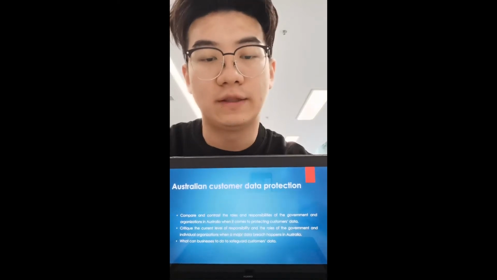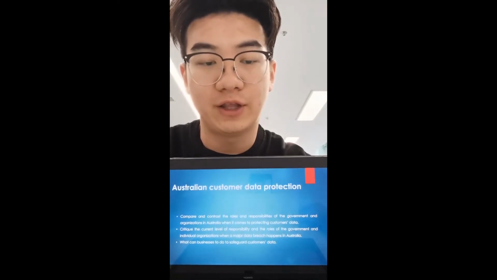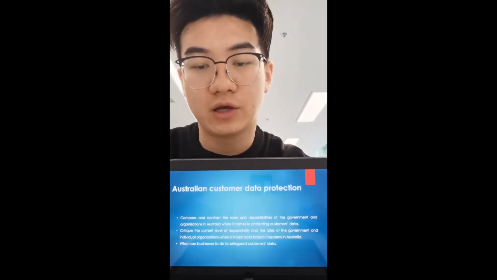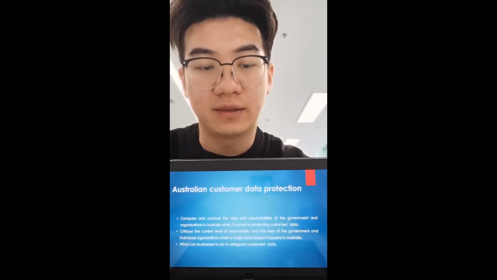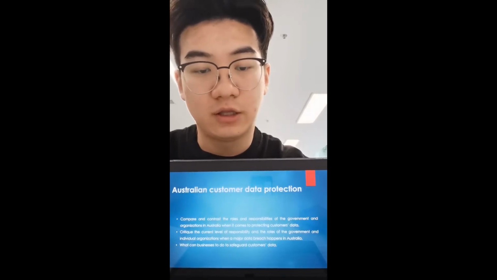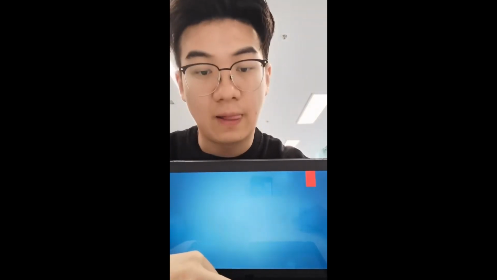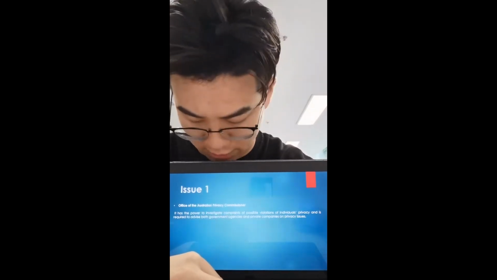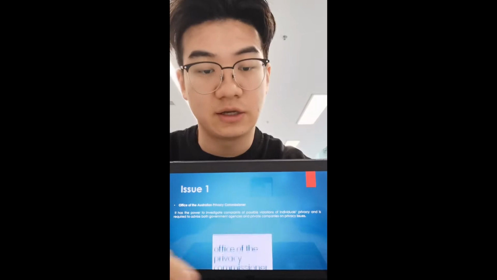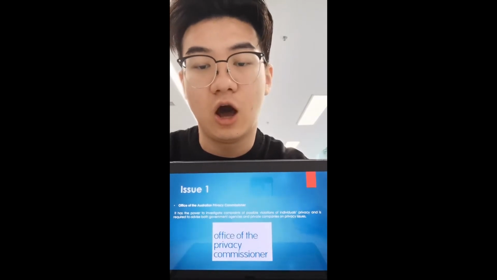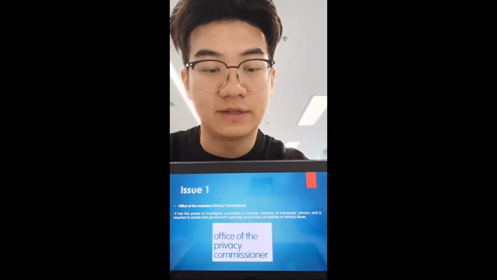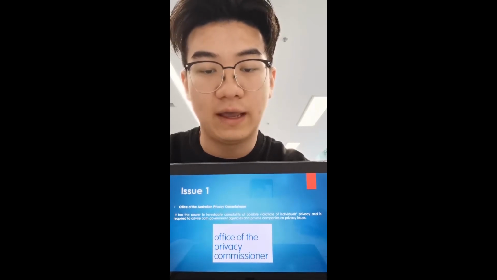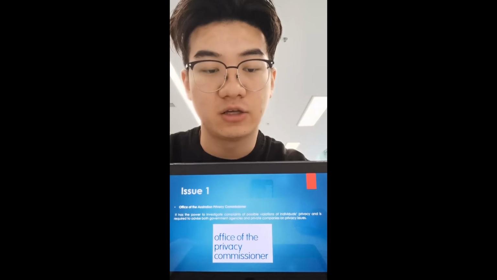Okay, hello everyone. Today our group will give a presentation on three issues related to Australia's consumer information and data protection. Firstly, I will compare and contrast the roles and responsibilities of the government and organizations in Australia when it comes to protecting consumer data.